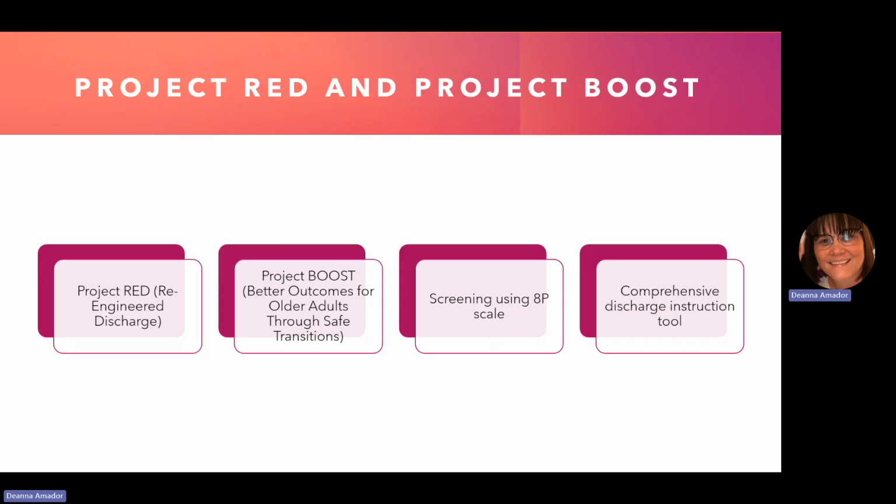Okay, another program is Project RED and Project BOOST.